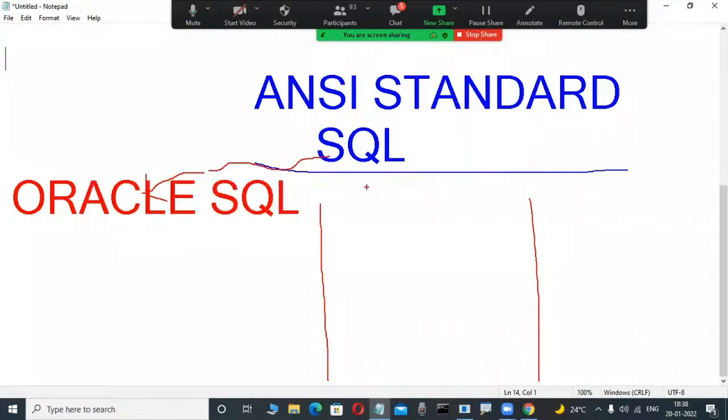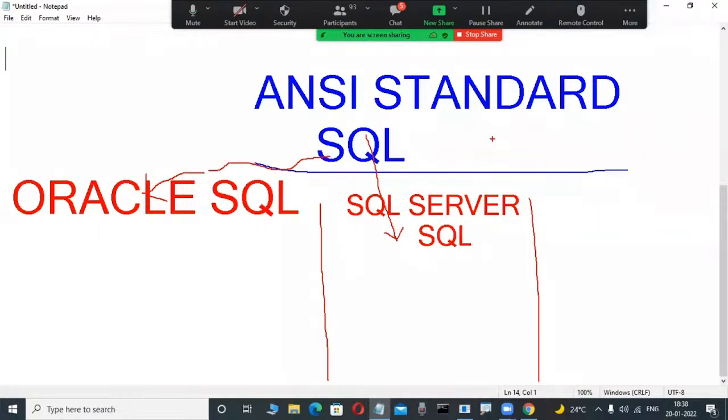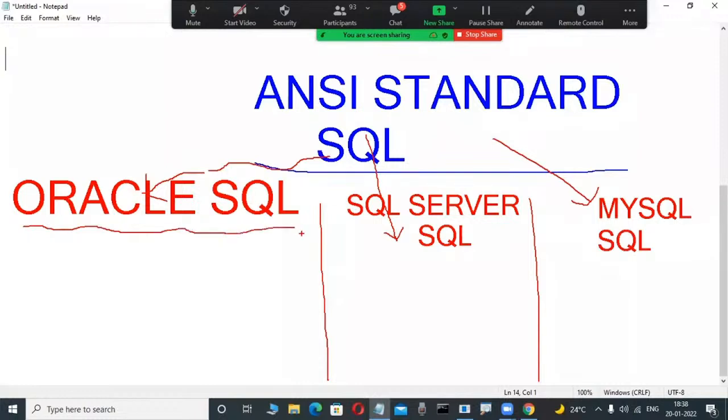That is important. Many fellows don't know that. Again, observe here, SQL Server, a Microsoft product, created their own SQL from this ANSI standard SQL, called SQL Server SQL. Again, MySQL created their own SQL language from this ANSI standard, called MySQL SQL. That's why in our class we are learning Oracle SQL. How do we differentiate all these SQL languages? Conceptually they are the same.